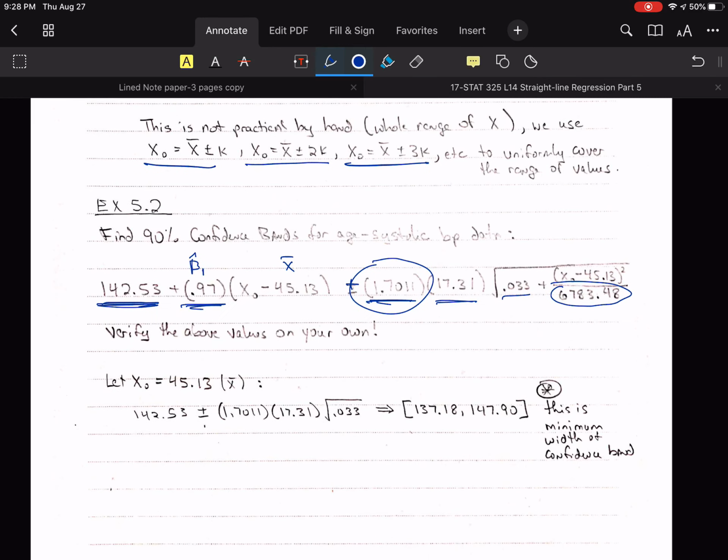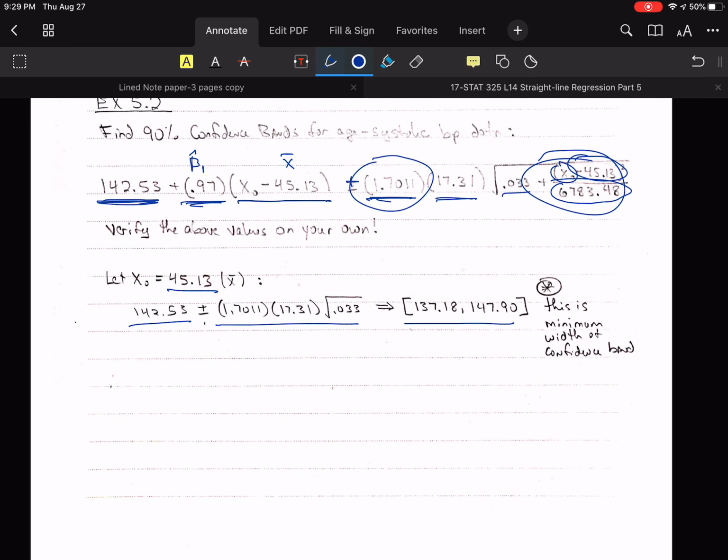So if we let x naught equal 45.13, that's x bar, then everywhere that we subtract from x bar, that becomes 0. So this becomes 0, and this becomes 0, and so it simplifies to this expression, and this gives us the confidence interval at that point, or a confidence band at that point. And notice, because we canceled those terms out, they're positive. We've made this the smallest that it can be.